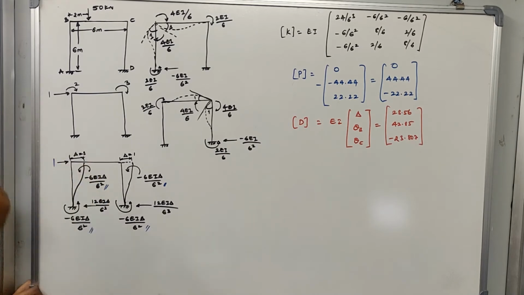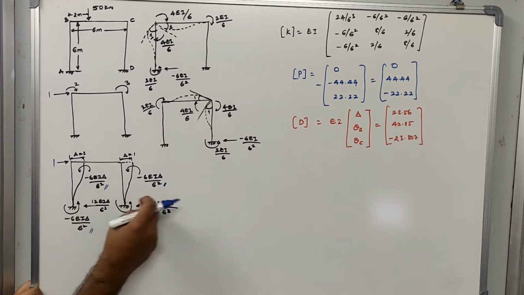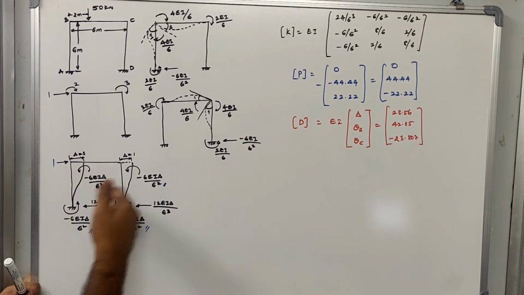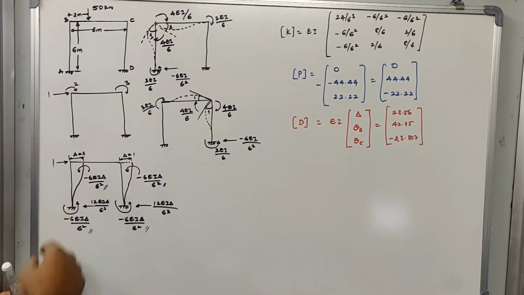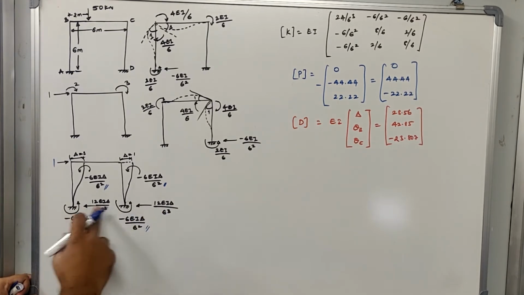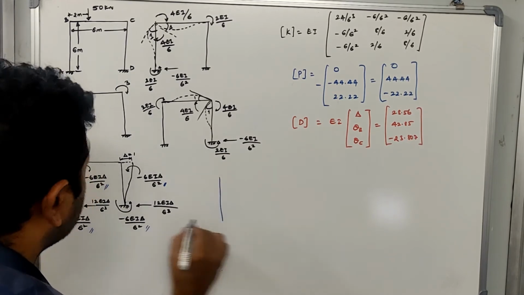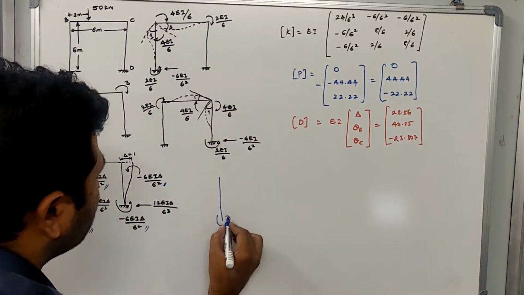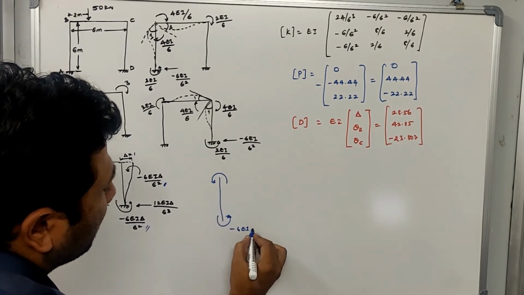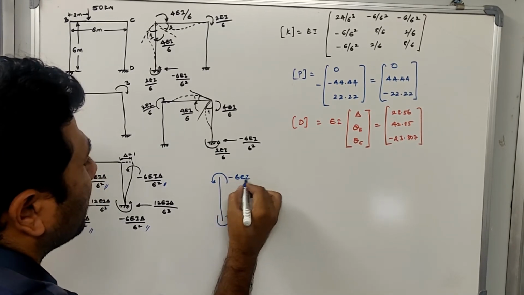Now the next thing we'll do is identify the reactions that are generated because of these moments being applied. Once we have understood that these are the moments created by the application of unit force at this point, let us determine these reactions generated at these points. How to do that? First I'll take the column AB. This column is subjected to a moment like this, minus 6EI/L², and here also minus 6EI/L².